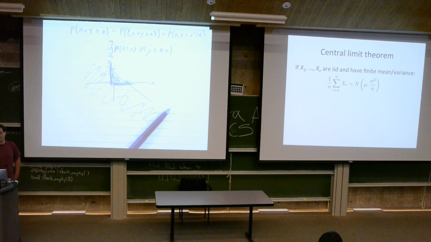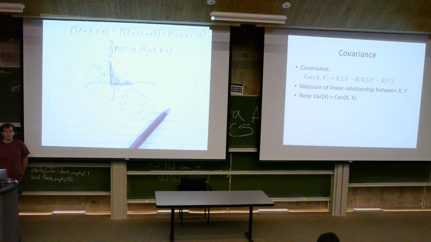But actually, if you do have finite variance, then there's the central limit theorem, which says, speaking loosely here, that if you take the mean of a bunch of IID variables, then in the limit, the mean looks like a normal distribution around the expectation of those variables with their variance divided by n.